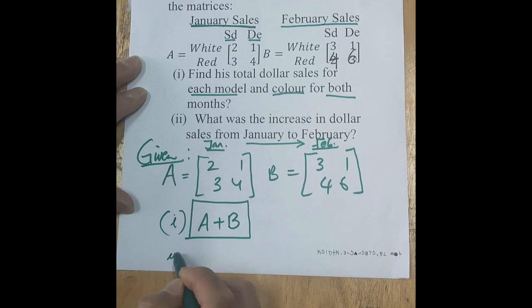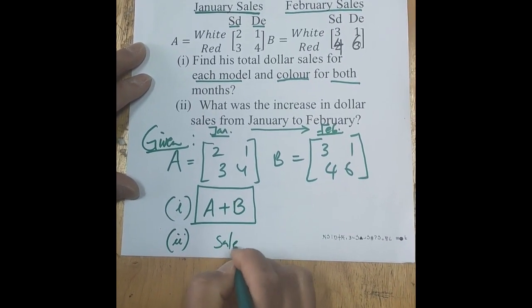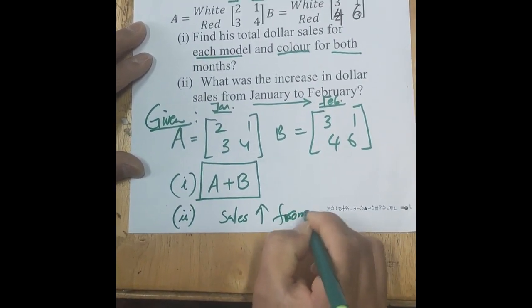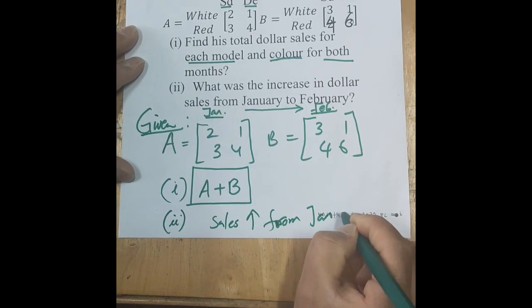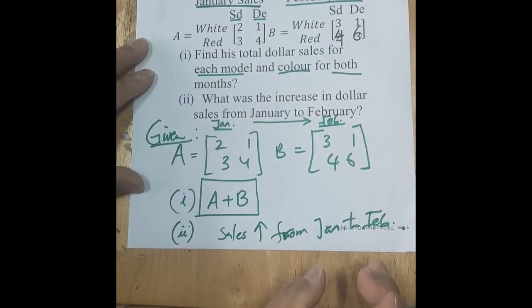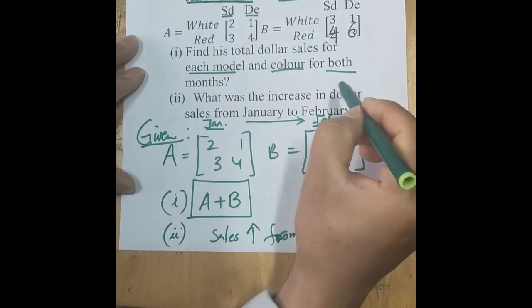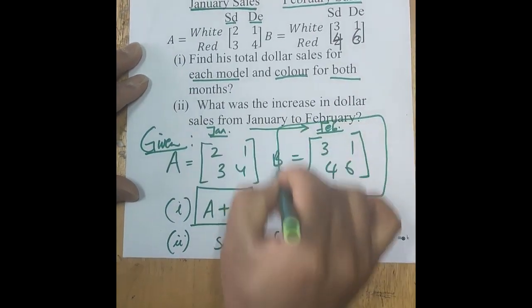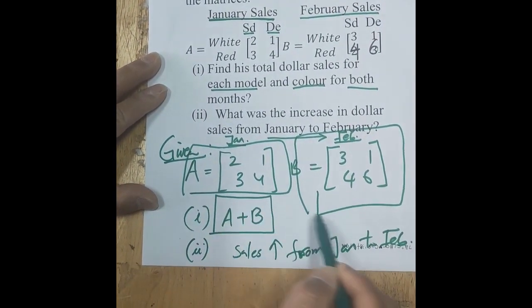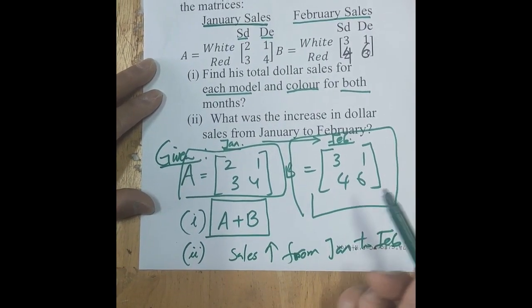So in part 2, you have to find how much sales has increased from January to February. So that means if you subtract the total sales for February by the total sales of January, then you will get the total increase in sales from January to February.